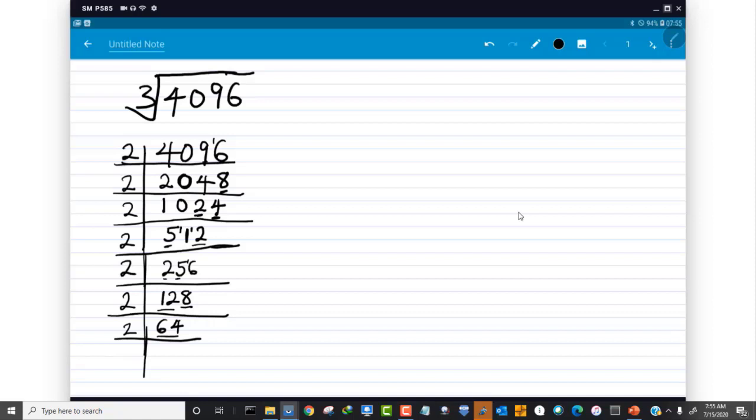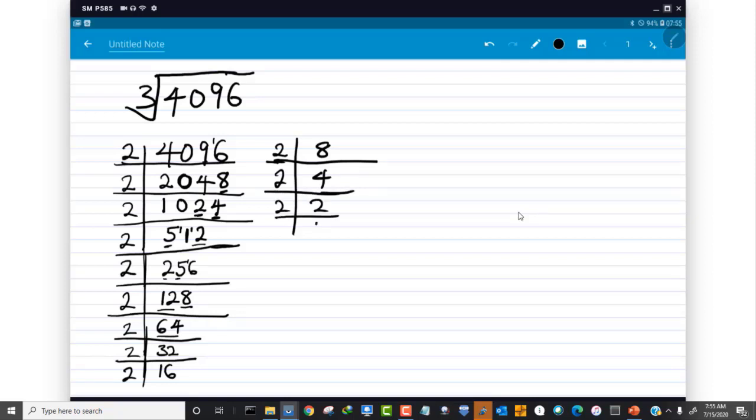And I go with 2 again in 64, or you should know that now, that's 32. 2 again, I have 16. All right, let's continue here. Then I can have 2 again, which gives me 8. Then 2 again, in 8 I have 4. 2 again, I have 2, and 2 again, I have 1. Okay, so this means my 4096 is 2 raised to the power 12.